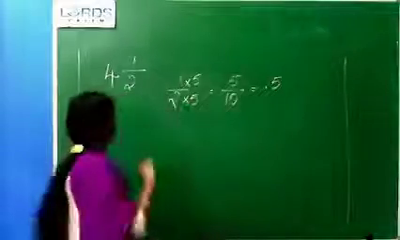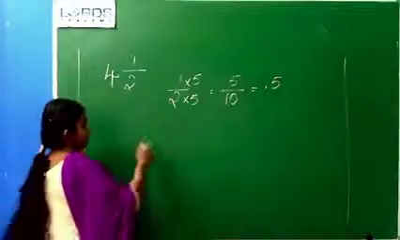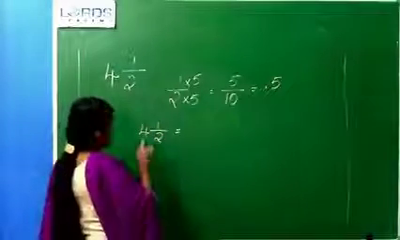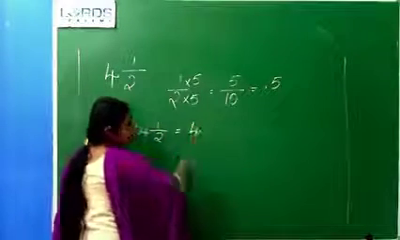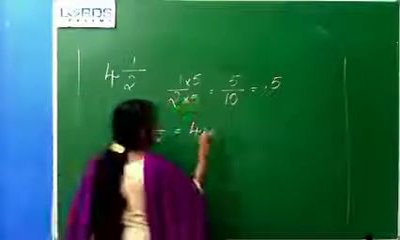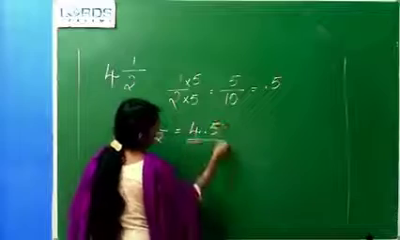Okay. What is the whole number? 4. 4, 1 by 2 we are converting. So, 4 is the integral part. So, it's same. And the decimal part is 0.5.